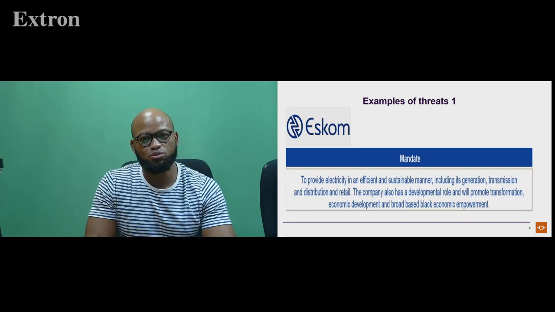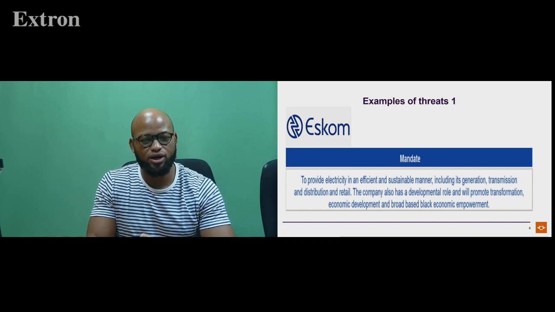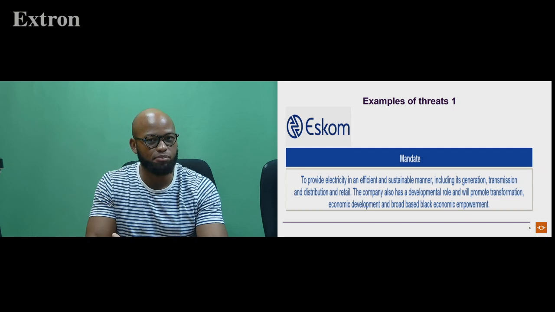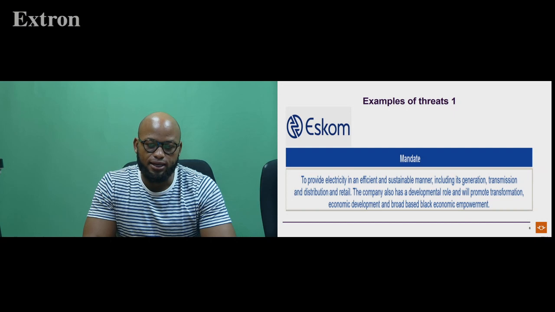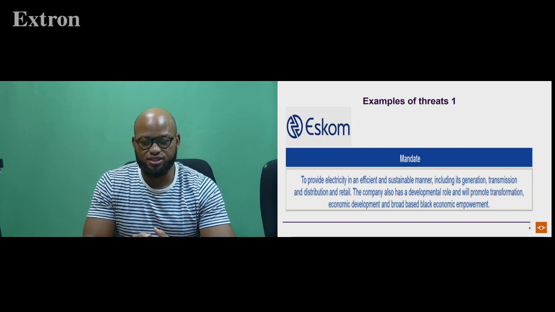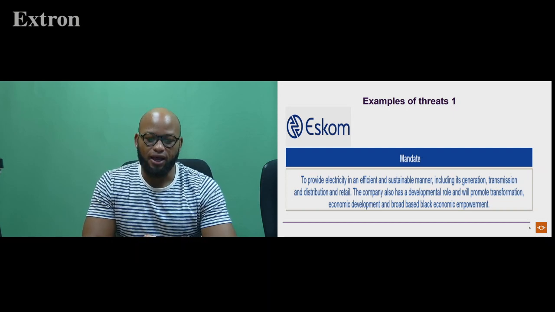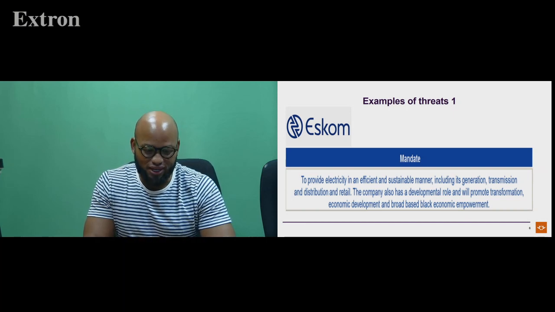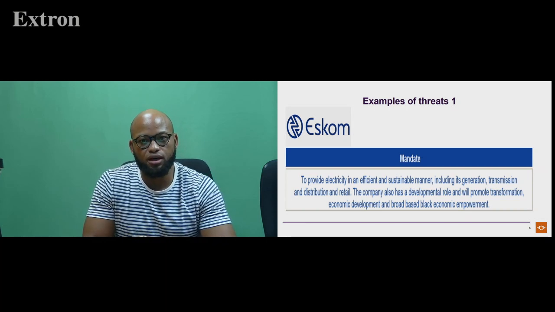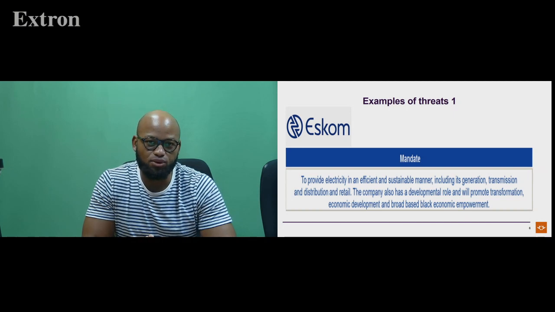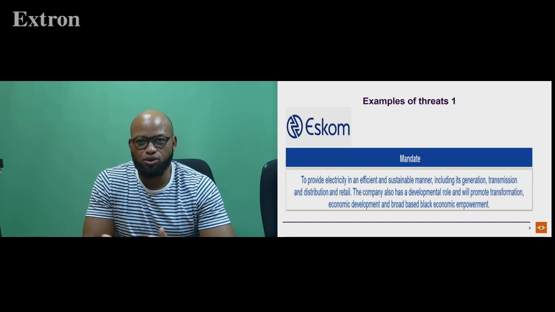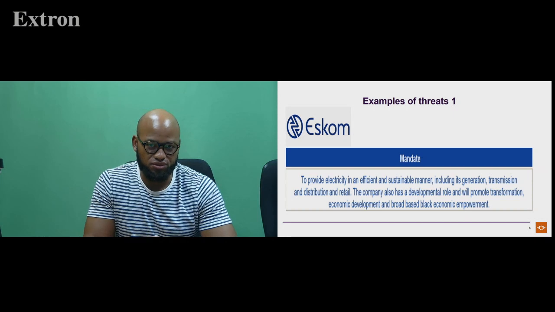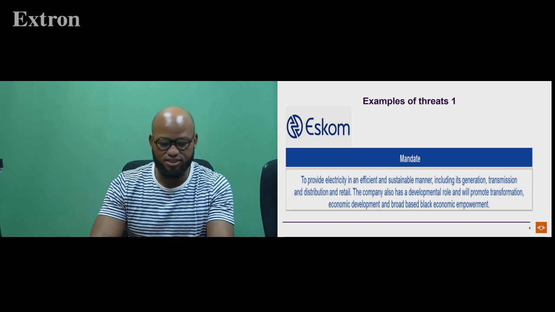As a risk manager, you'll be required to think in these ways. Try and think of things that haven't happened yet that could happen, so that you can manage them preemptively. Maybe another threat for the same risk, that is, the risk of not providing efficient and sustainable electricity, could be sabotage from disgruntled employees. What happens if all the employees go on strike? That could also lead to rolling blackouts and so on. So I think you get the message from an Eskom perspective.